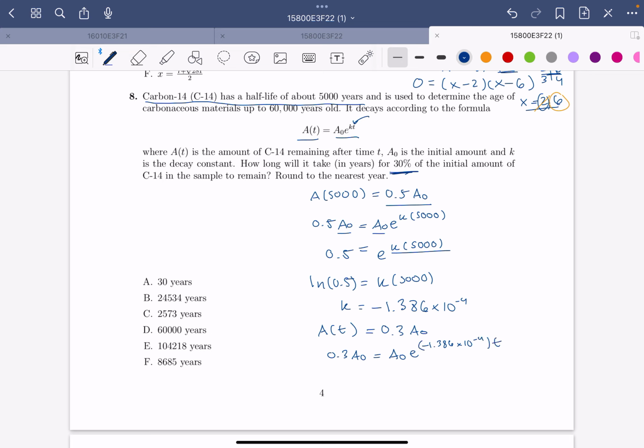Now we can cancel the A naughts out, and we can take the natural log of both sides to again get the t to a place where we can solve it. So natural log of 0.3 equals negative 1.386 times 10 to the negative 4 times t. If we divide by negative 1.386 times 10 to the negative 4, we get that t equals 8,685 years, or an answer of F.